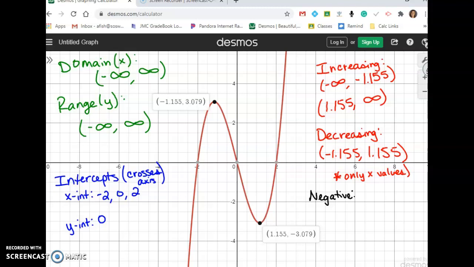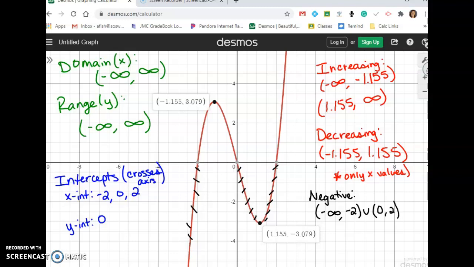So the graph is negative when it's below the x-axis. Again, we're only using the x values on this as well. So the graph is negative on these portions here that I just marked. So it's negative from negative infinity to negative 2, a union from 0 to 2.